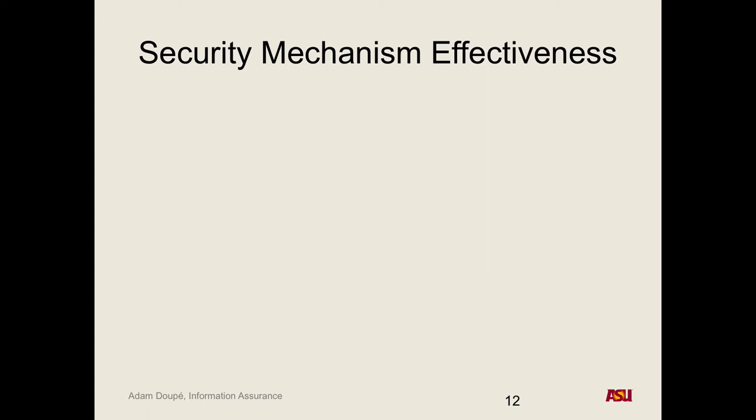So we talked about the correctness of mechanisms. So how do we know if our mechanisms are actually effective? We talked about that they're correct, that they do what they say they do. And really, what's the goal of a mechanism?